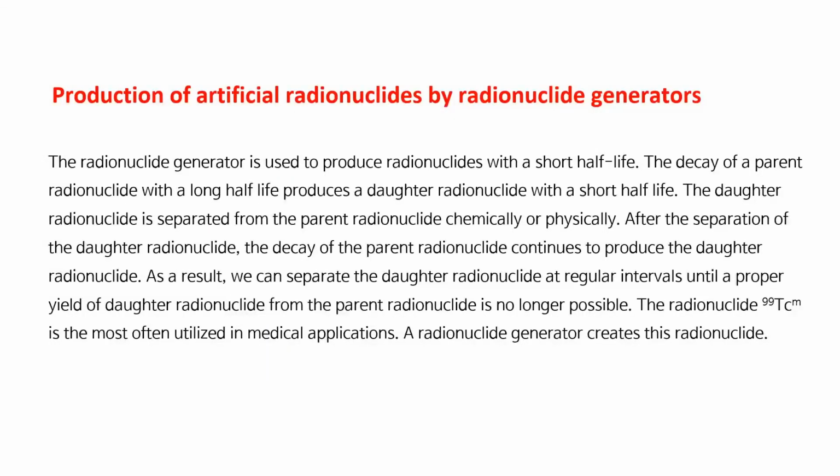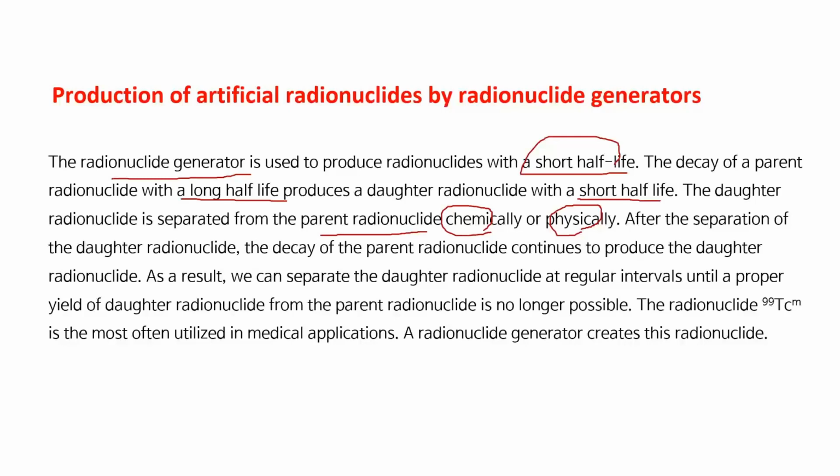Now let's see the production of artificial radionuclides by radionuclide generators. The radionuclide generator is used to produce radionuclides with a short half-life. The decay of a parent radionuclide with a long half-life produces a daughter radionuclide with a short half-life. The daughter radionuclide is separated from the parent radionuclide chemically or physically.